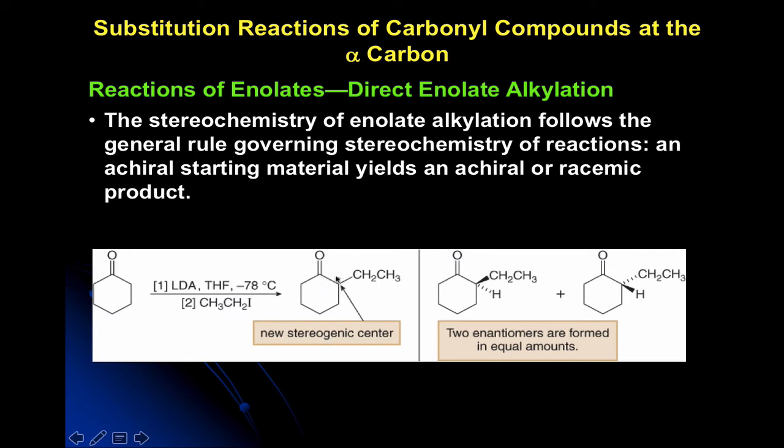So we have one stereocenter. This carbon has four different things. It has a carbonyl, it has this alkyl group, it has this alkyl group, and a hydrogen. But we're going to generate it as a racemic mixture because, again, we have no chirality to start with. So we end up getting a racemic mixture of this, an achiral product, even though we have a chiral center.